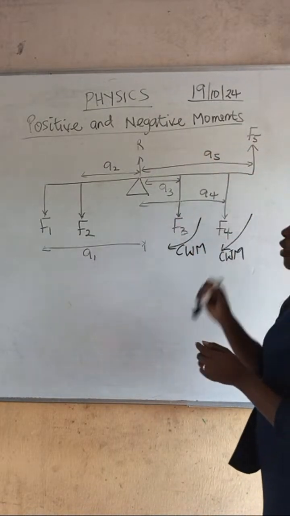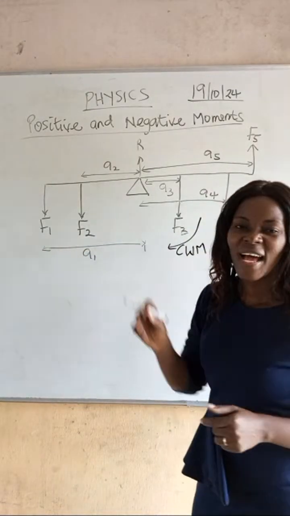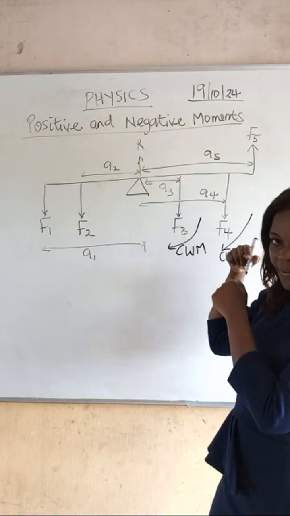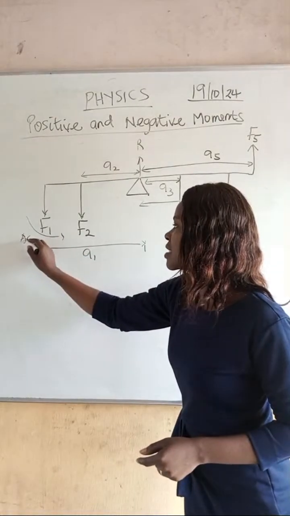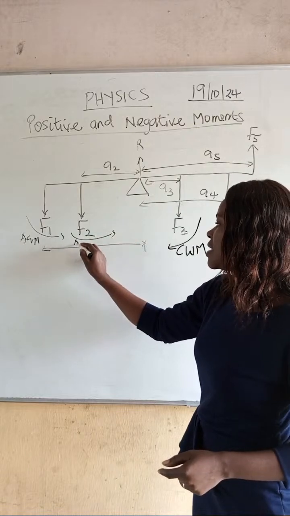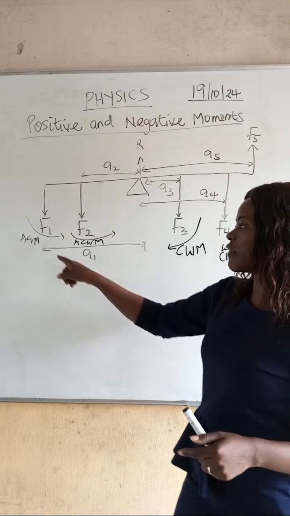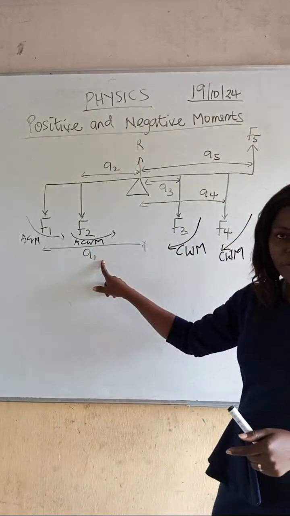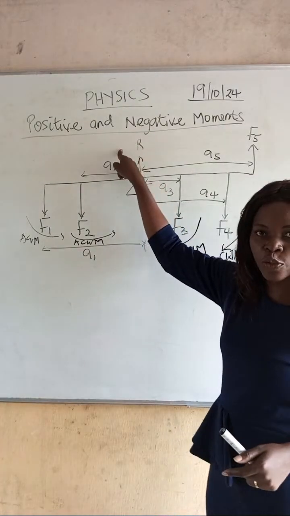All right. Now look at this one. These two are anti-clockwise to the pivot because it's acting this way. So this is an anti-clockwise moment, and this is an anti-clockwise moment. The distance from this F1 to the pivot is A1. The distance from this to the pivot is A2.